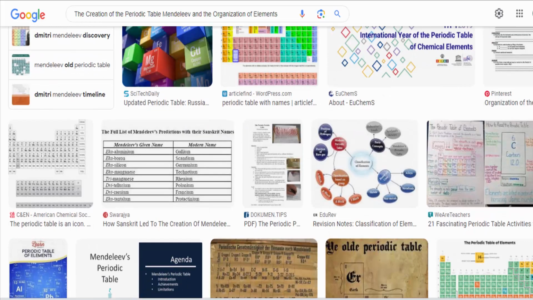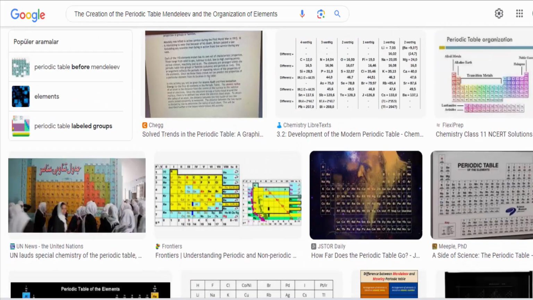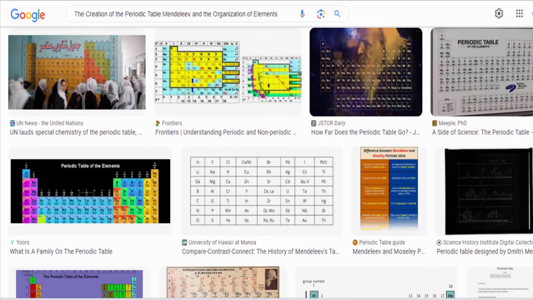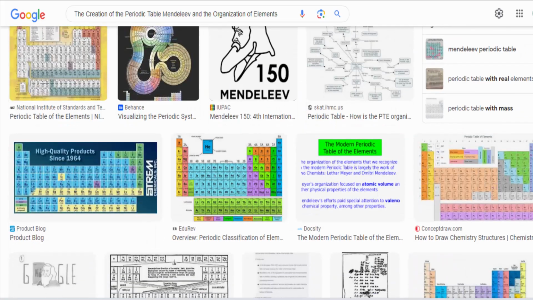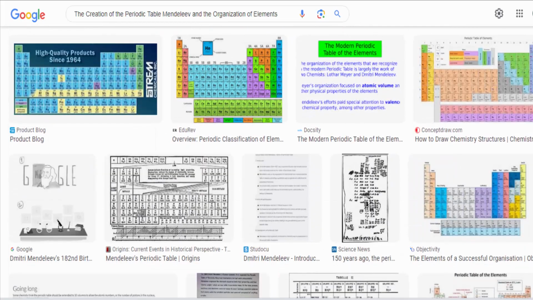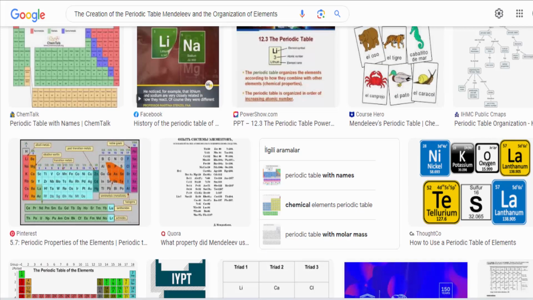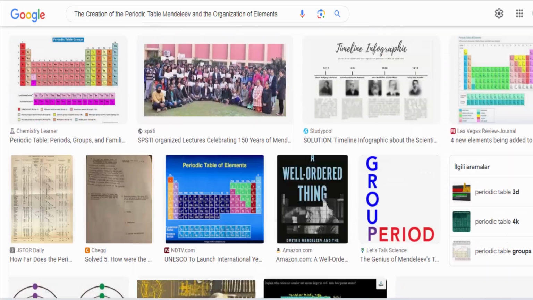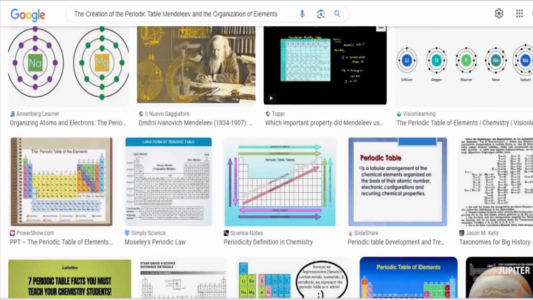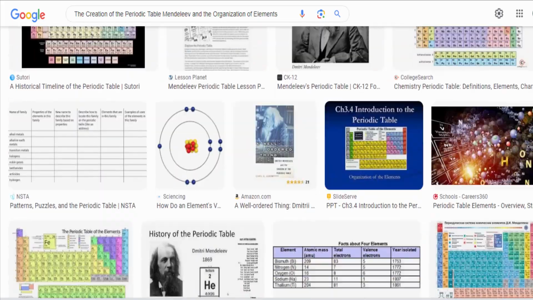It has been expanded to include over 100 elements, and each element is represented by its symbol, atomic number, and atomic weight. In summary, Dmitry Mendeleev's work in organizing the elements laid the foundation for the modern periodic table. His recognition of the periodic patterns in the properties of elements and his ability to predict the existence and properties of undiscovered elements revolutionized our understanding of chemistry, and continues to be a fundamental tool in the field today.